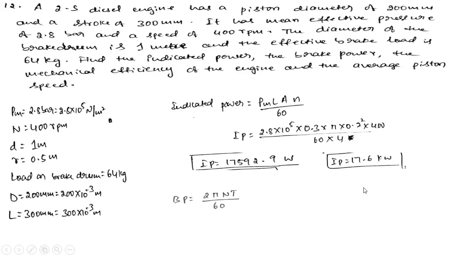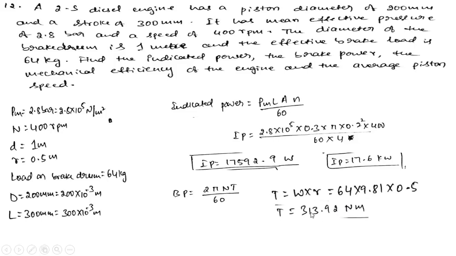Next we have to calculate BP. BP is equal to 2 pi NT by 60. So torque first has to be calculated: load into radius. Here net load is given as 64 kg. That has to be multiplied by 9.81 to convert it into Newton, and radius is 0.5. So torque we are going to get as 313.92 Newton meter, not Newton per, it's Newton meter.